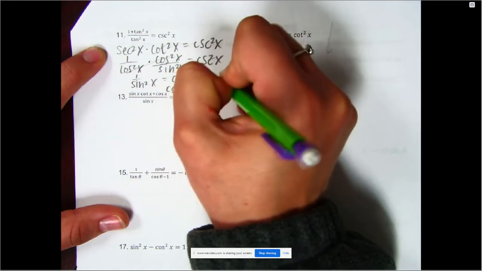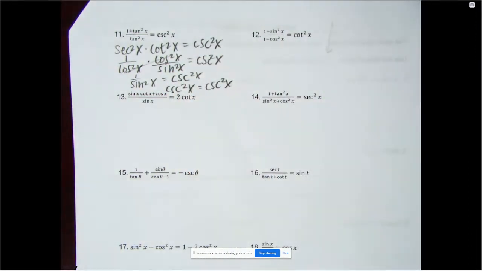These are too easy. If you're stuck and you don't know what to do, my very first step always is to change everything to sine and cosine. So if you're looking at these and you're like, whoa, sis, I have no idea. Just look for a Pythagorean identity or change everything to sines and cosines.